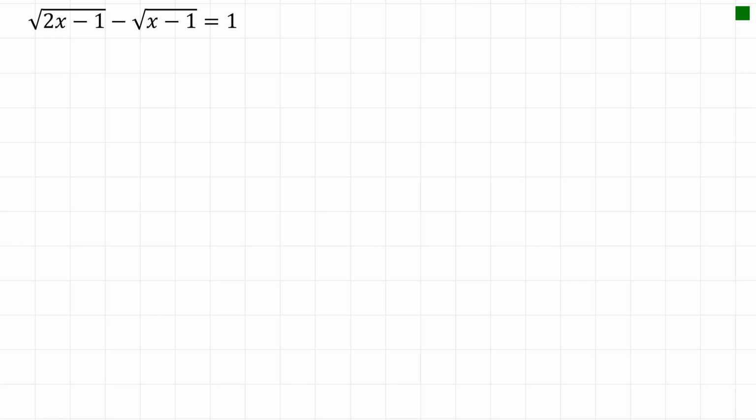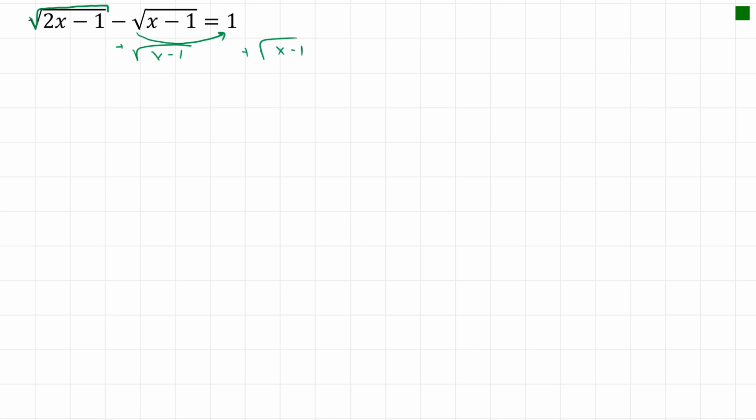So this is a biggie. We're going to isolate one of the radicals. I'm going to choose to isolate the 2x minus 1, which means I'm going to move this radical over to the other side by adding the square root of x minus 1 to both sides.